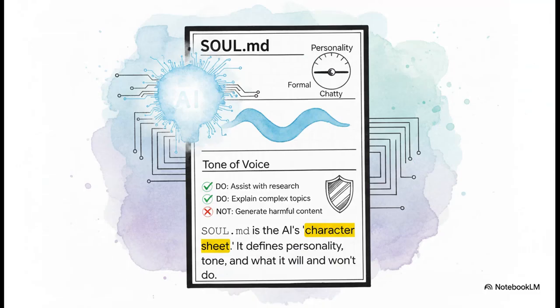Let's just zoom in on that, starting at the top with soul.md. The best way to describe this file is as the AI's character sheet. This is where you define its personality, its tone of voice, its boundaries. Is it formal? Is it chatty? Are there certain topics it just won't talk about? It all goes in here.